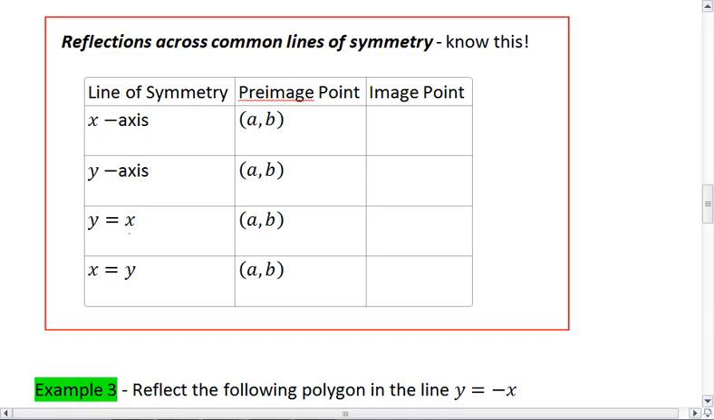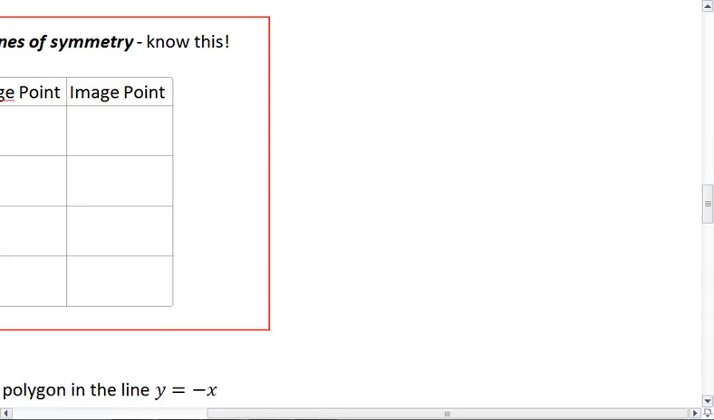So we have reflections across common lines of symmetry. You need to know this table. What we find is that if we are reflecting, and let's add a little bit more space here to see this.